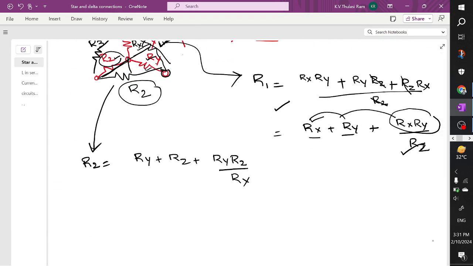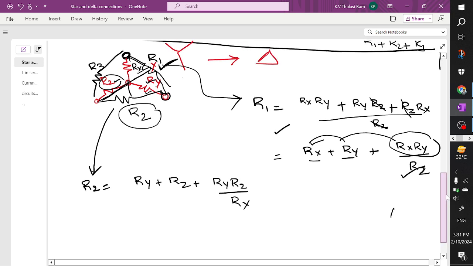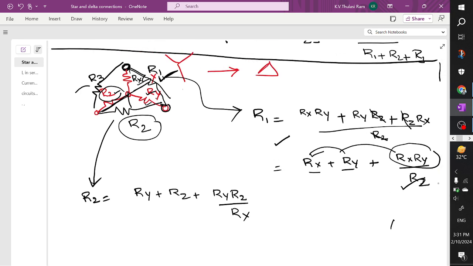Now let's find the next unknown branch, which is nothing but R3.